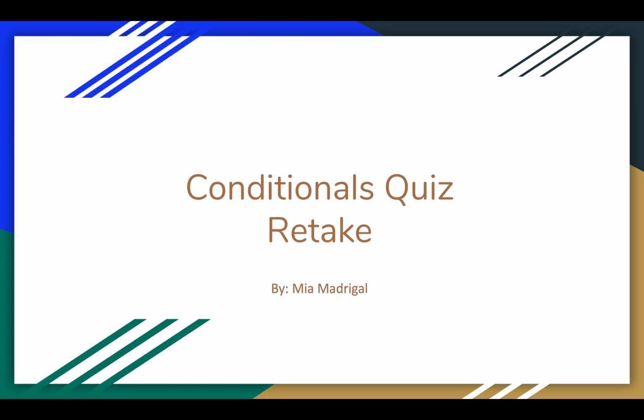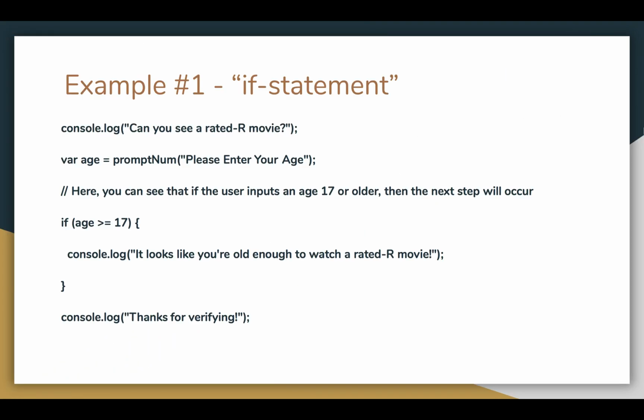So basically, let me show you the first example here. Example number one, as you can see here, the question is, can you see a rated R movie? That question will pop up. Then the user enters their age, please enter your age. The user enters their age, and here you can see that if the age that the user enters is greater than or equal to 17, then this portion of code will occur because this conditional expression proved to be true.